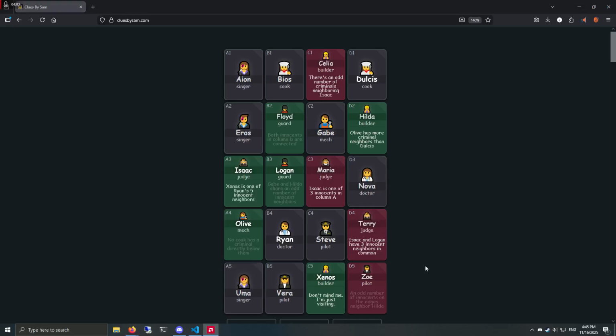Interesting. I'm still missing one more here. There's another number of criminals. Isaac is one. Logan and Isaac have three innocents in common. That one's covered by the 1-1 here. Olive has more criminal neighbors than Dulce's.